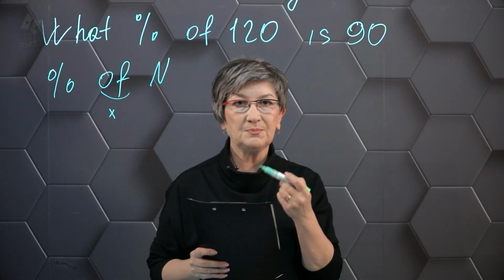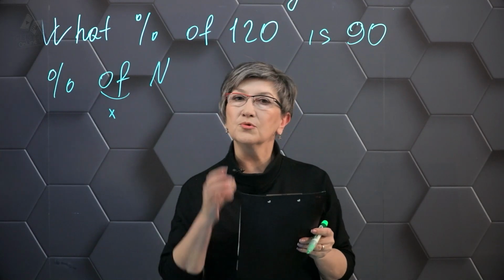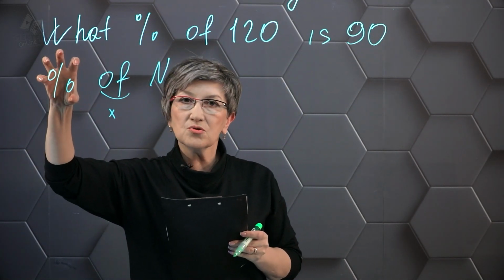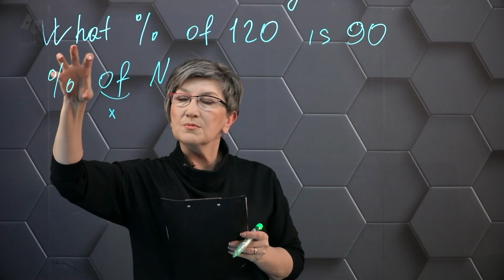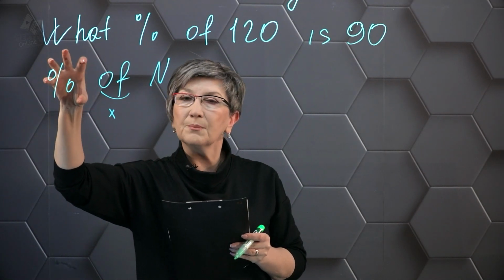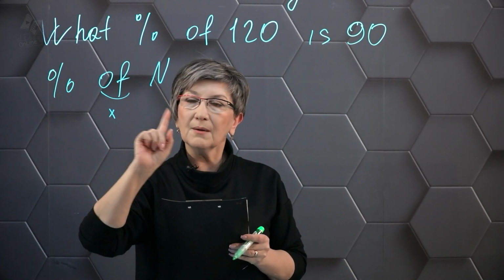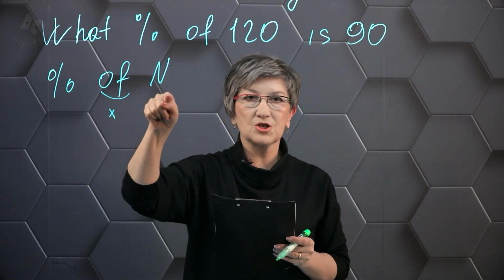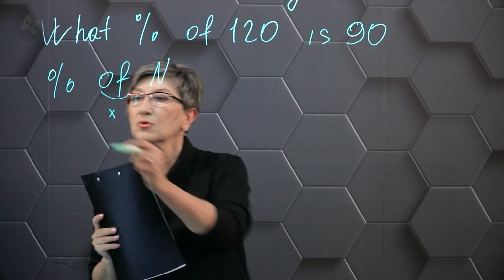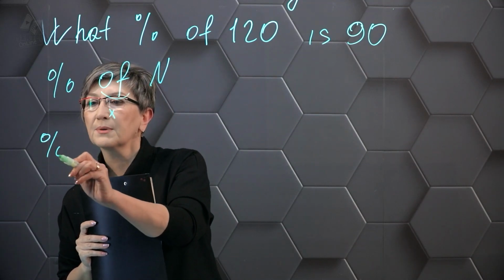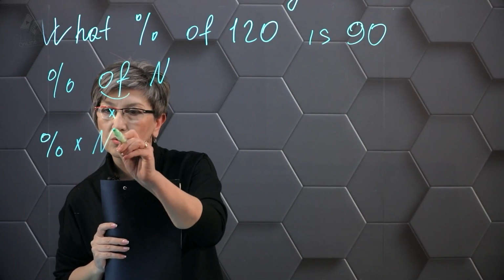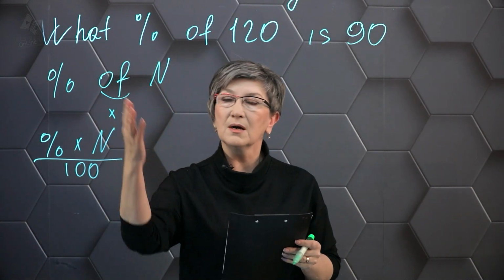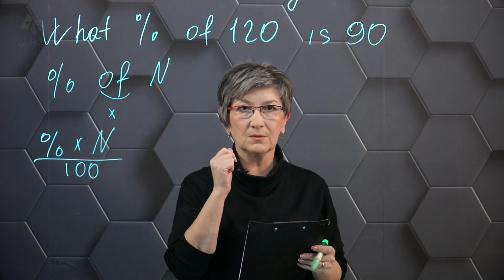We can convert the percentages to decimals, but the thing is, we don't know the percentages. So this is the position we need to find. So I need to find the percentages. I have to multiply the percentages by our number and divide by 100. Let's think together how we will use this algorithm.